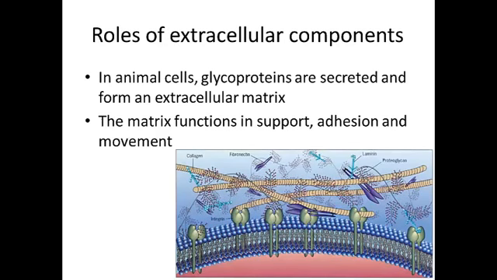In animal cells, the extracellular component is the extracellular matrix. And this is made up of glycoproteins. Glyco refers to carbohydrate. So these are proteins with carbohydrate chains on them, called glycoproteins. They work for support, adhesion, and movement.